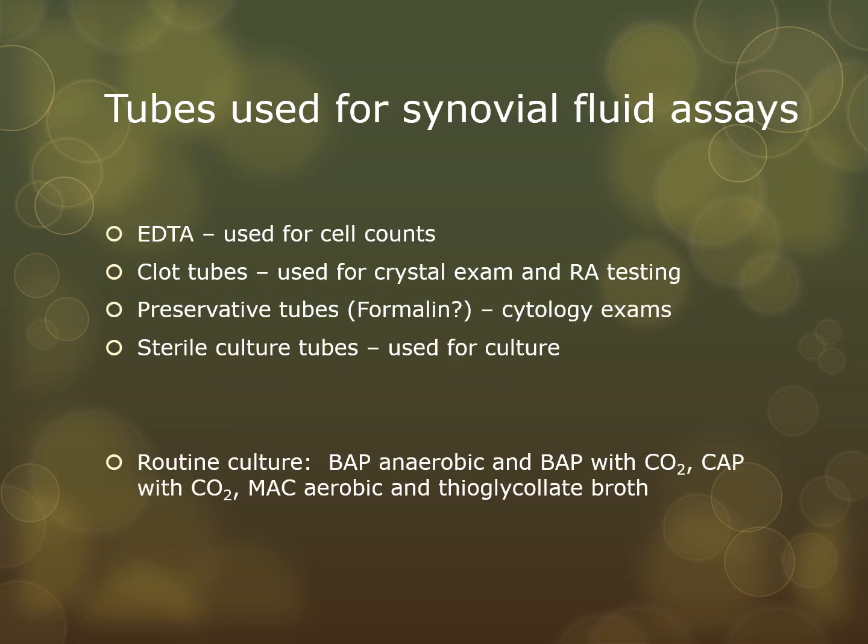So what kind of tubes do we use for the synovial fluid assays? Anytime you're going to do a cell count, we want to keep it liquid, and so we use EDTA. Clot tubes are used for crystal examination and especially rheumatoid arthritis testing. We're going to use the serum for rheumatoid arthritis testing. We can use formalin preservative tubes for cytology exams, okay? Or some other type of preservative besides formalin. We can use sterile culture tubes, which are used for culture.